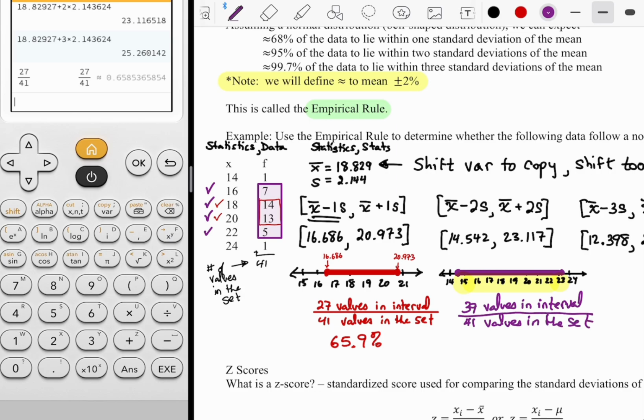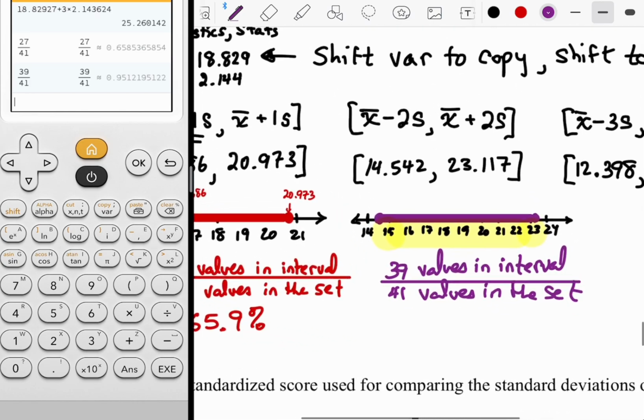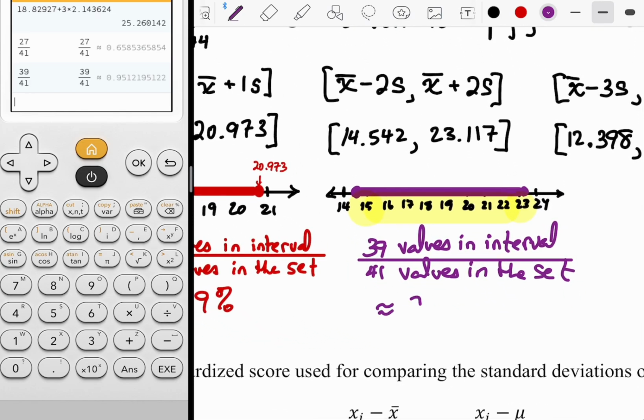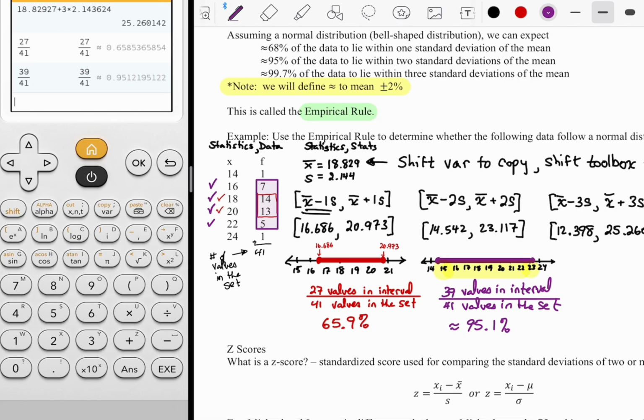So we run the numbers: 39 out of 41. If I round it to the nearest percent, it would be 95%. That's pretty spot on. Even if I don't round it, it's 95.1%. That's confirming what we thought with the first interval, which was around 66%, pretty close to 68 but not quite. This one is right at 95%. If the last one is right around 99.7%, then I would say that this is close to being a normal distribution.